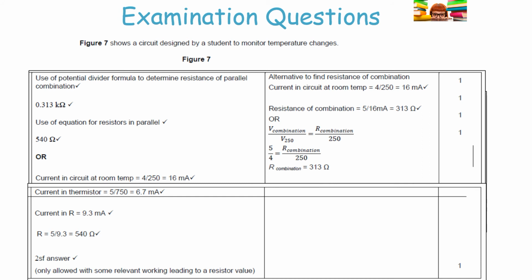We know what the current is going to be in the circuit, 16 milliamps. So therefore we can also work out the current in the thermistor, because we know it's going to be 6.7 milliamps by that same principle, 5 over 750, because we know the resistance, and we know the current, and we know the voltage now because they're split. Therefore you can use that to work out your answer of 540 ohms, by doing the equation R equals V over I. You know what I is because you can work it through, and you know what V is because it's split across from the potential divider.